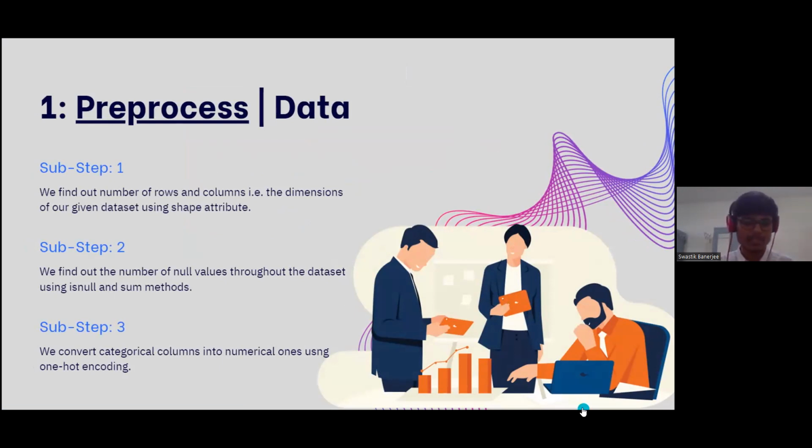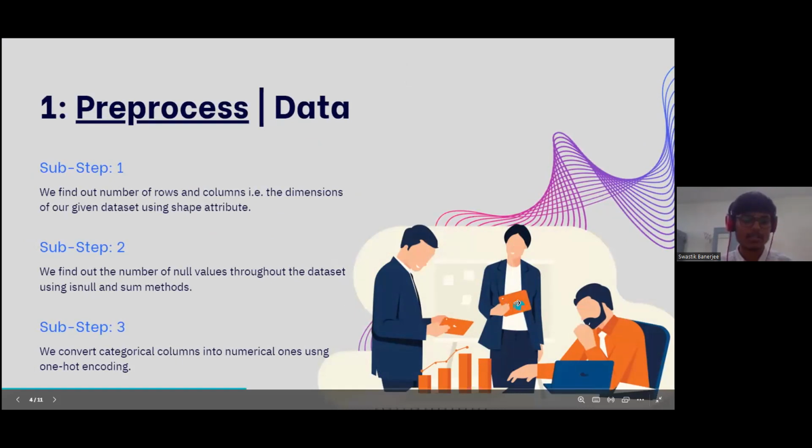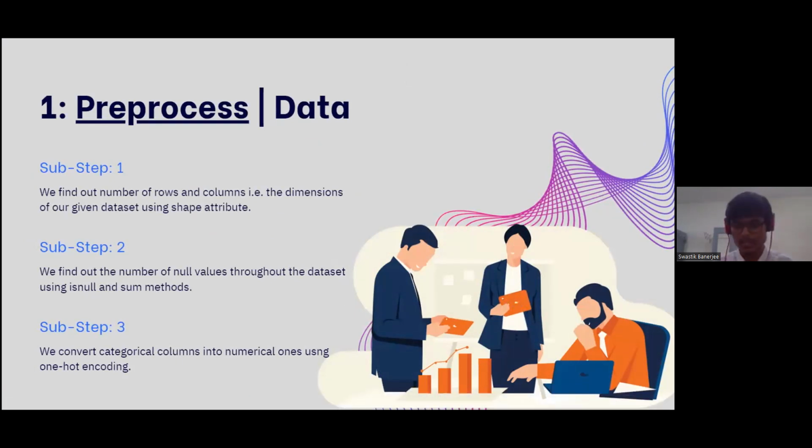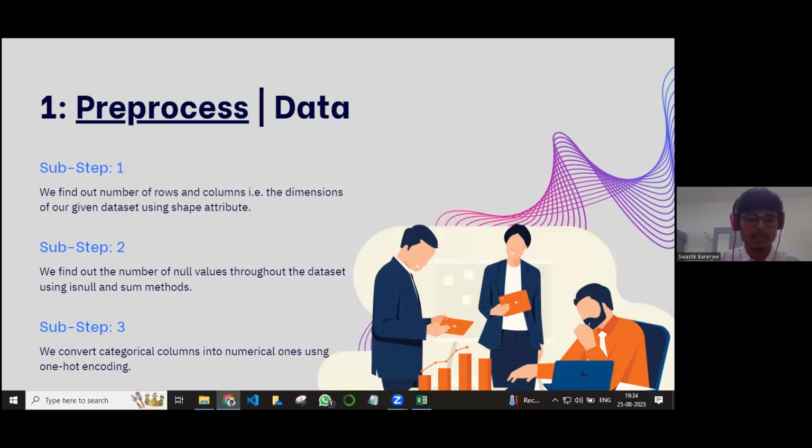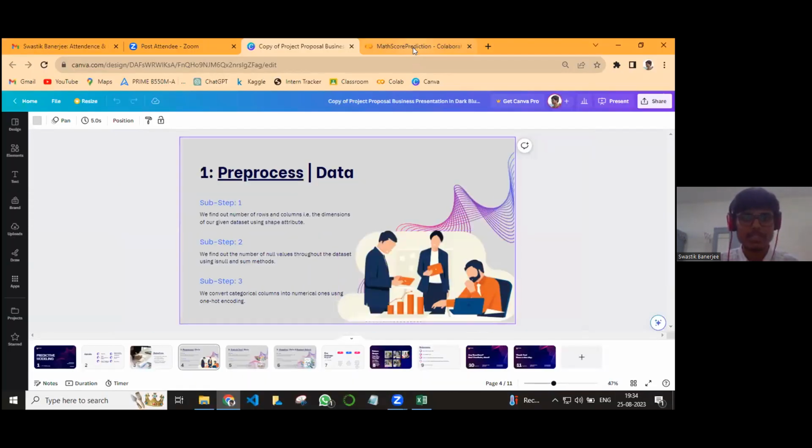And then what we need to do is convert the categorical columns into numerical ones, because in order to do logistic regression, we need to convert those categorical columns into numerical columns somehow, in order to fit the ML model.